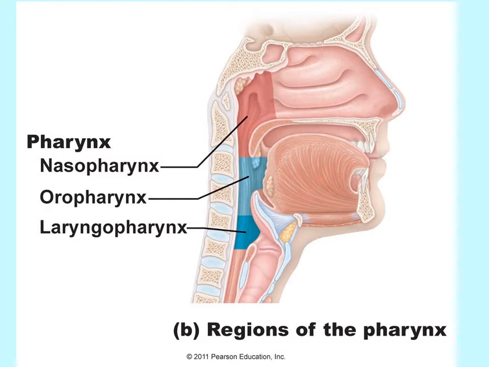The pharynx is divided, as I said, into 3 parts. The uppermost superior portion is the nasopharynx, right behind the nasal cavity. And then behind the oral cavity is the oropharynx. And then below that, most inferior, is the laryngopharynx.